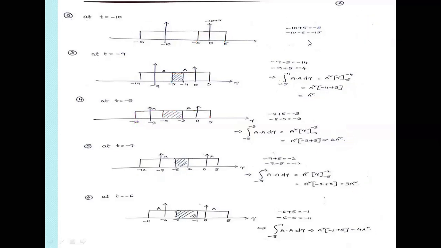Then after that, at t equal to minus 5, minus 5 to 0. How it is, again I will explain.